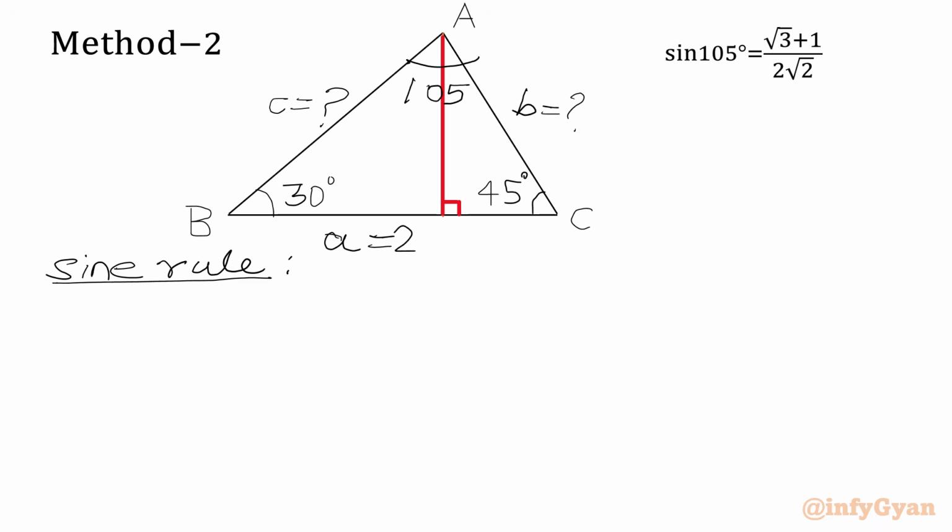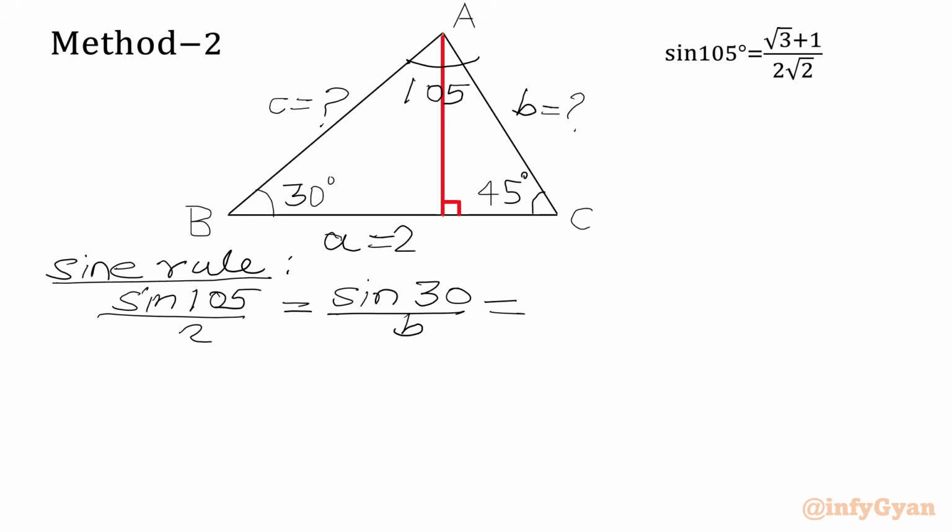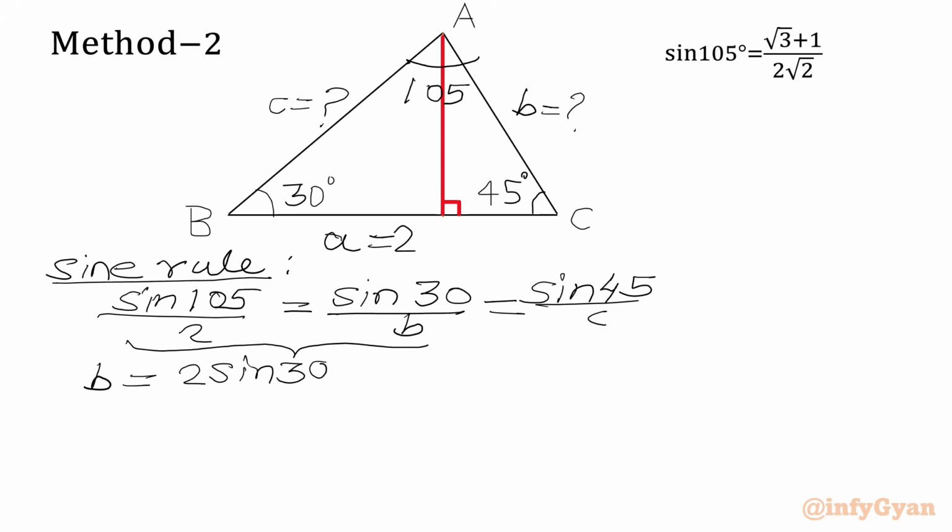Now the sine rule is sine A over side length a. So I will write here sine A over a, which is sine 105 over 2, equal to sine B over b. We will write sine 30 over b, equal to sine C over c, side length c, so sine 45 over c. If we equate these two, we are going to write b will be equal to 2 sine 30 over sine 105.